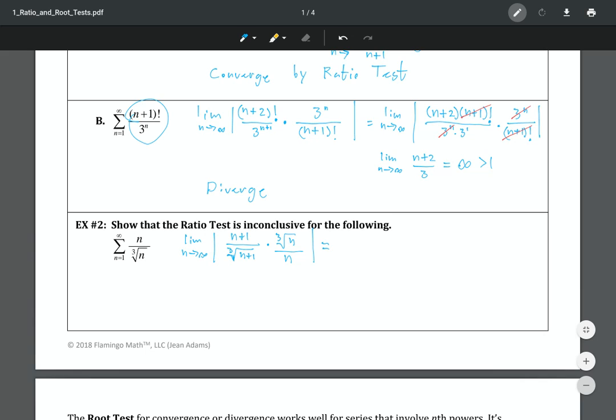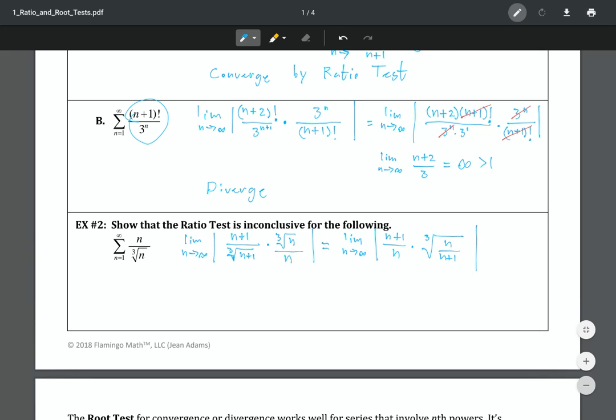Okay, so what I'm going to do instead is rewrite this. I'm going to put this and this together: n plus 1 over n, times, and I'm going to put this and that together. And when I do that, I can actually rewrite that as the cube root of all of this, n over n plus 1.